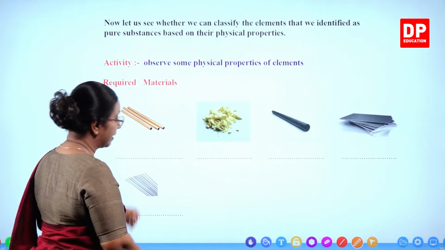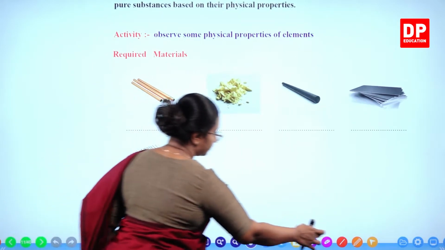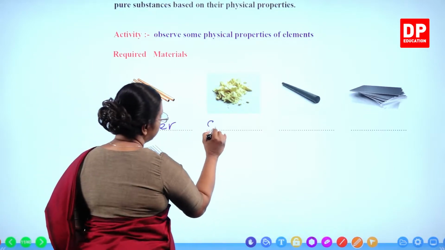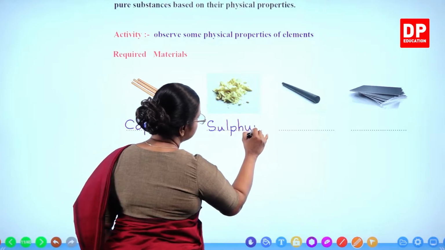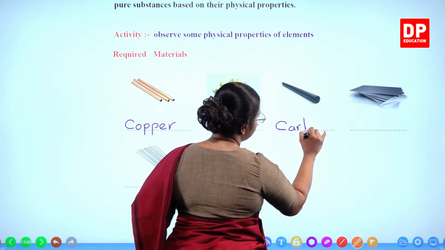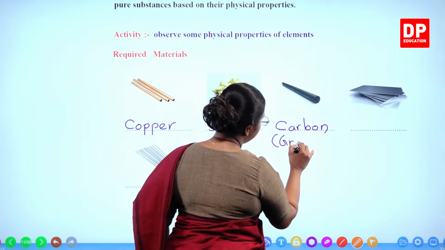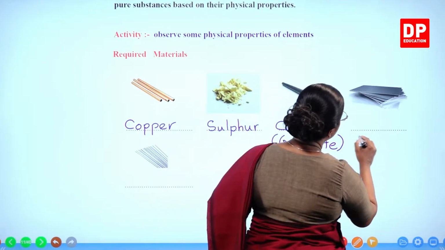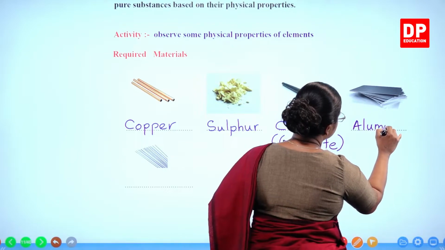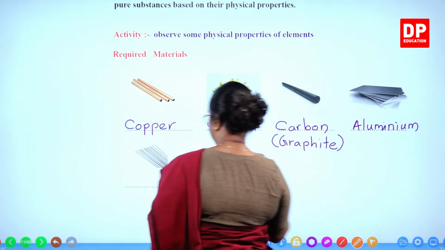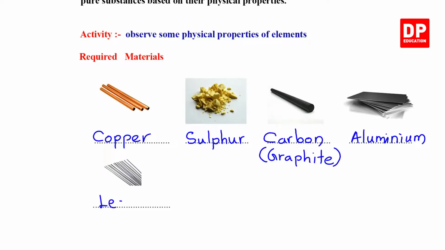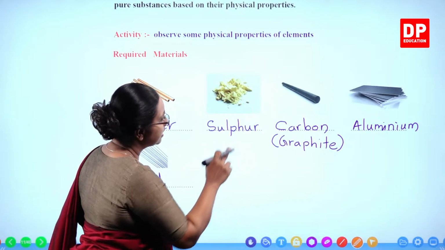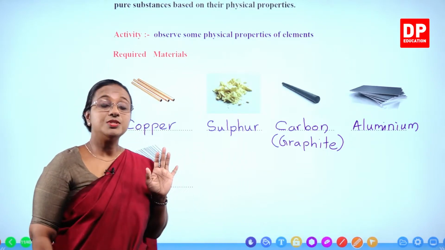For that, we need these materials. We need copper. Then we need sulfur. Then we need carbon. When we say carbon, we will be using graphite. Then we will be using aluminium, and we will be using lead. So copper, sulfur, carbon (graphite), aluminium and lead. So this is what we will do.